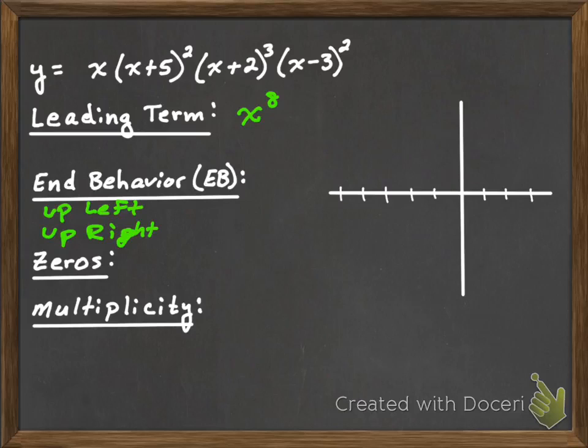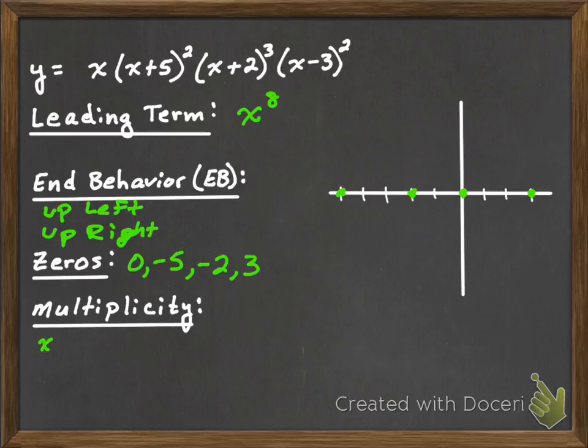Zeros are going to be at 0 for this value. All right, so right here you're going to have a 0 that is 0, a 0 that's -5, a 0 that's -2, and a 0 that's +3. All right, so we have 0, -5, -2, +3. We can plot those points, -5, -2, 0, and +3.